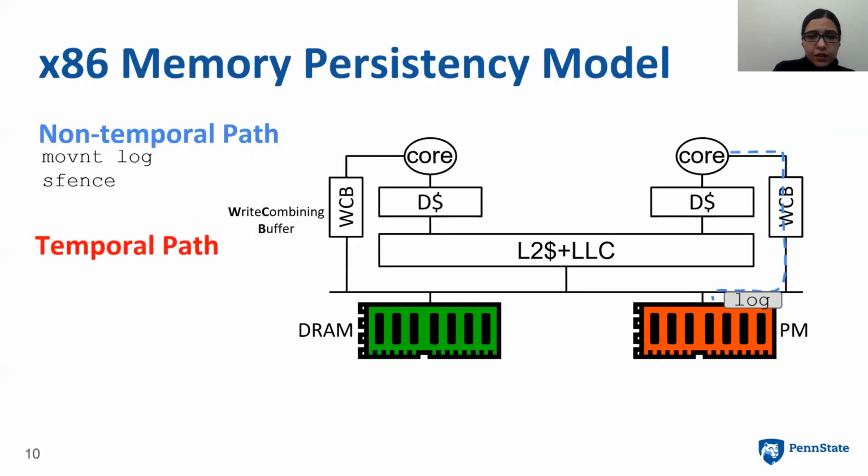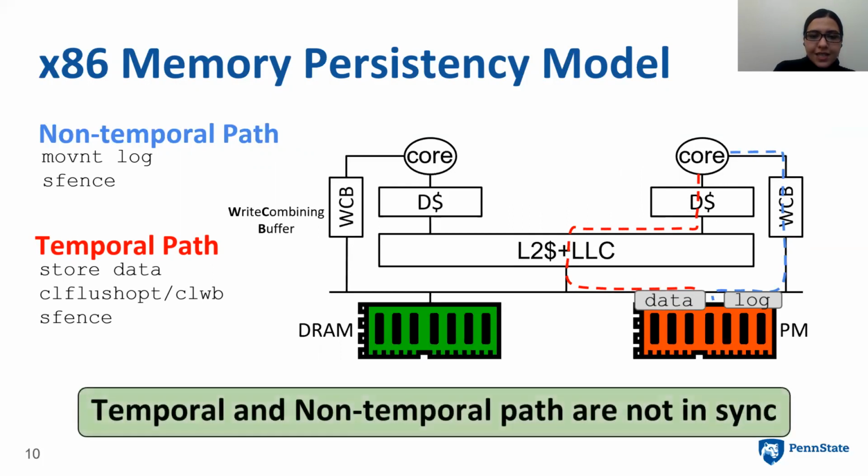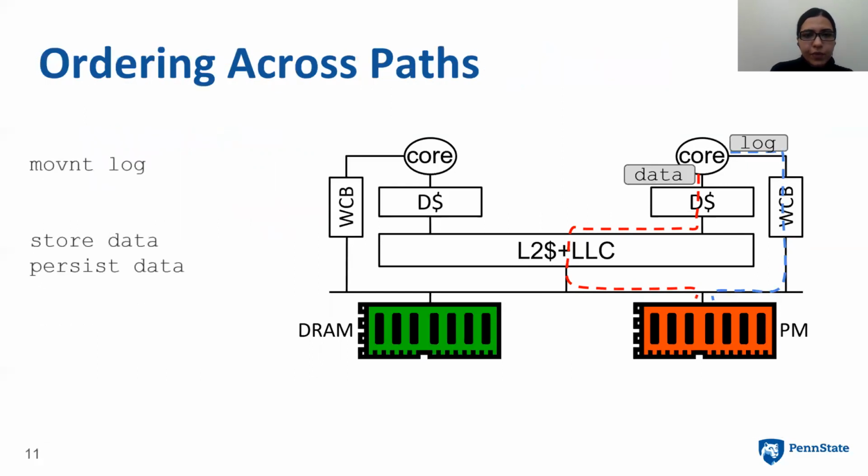The second path, the temporal path, goes through the cache hierarchy and is useful for updating data that is accessed and modified frequently. The temporal path is exercised by issuing a flush instruction after modifying the data and a subsequent sfence instruction to guarantee it reaches PM. However, as shown in the slide, these paths are not in sync.